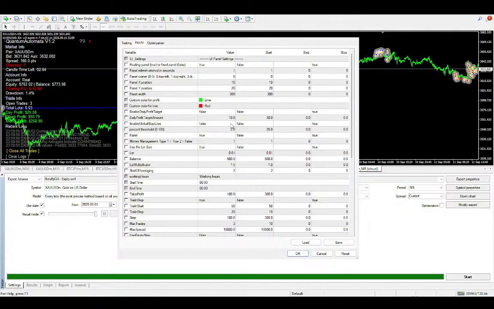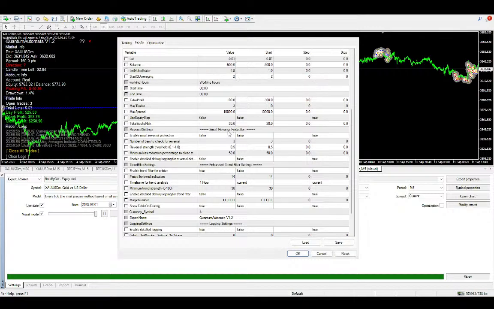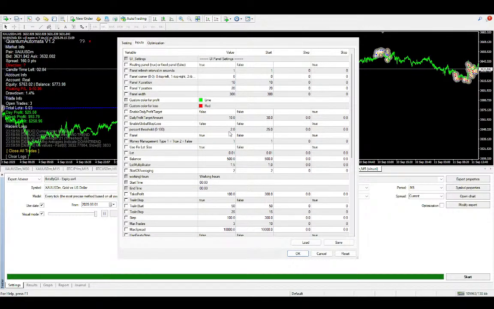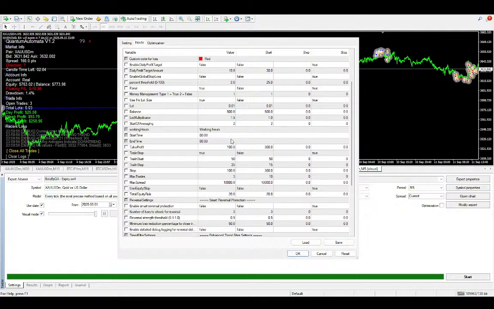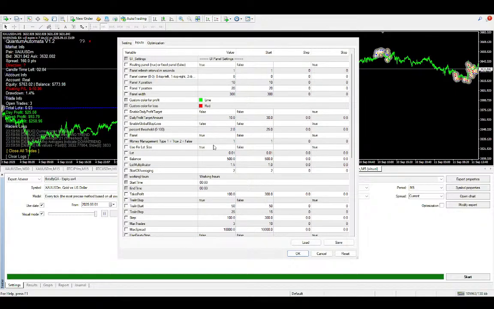All right. Now in the input tab, as you can see here, we have the fixed lot size. If you turn this to false, it means you'll be using the martingale. If you turn it to true, you will not use the martingale. And then you can choose the lot multiplier to multiply your next trade just to recover fast.